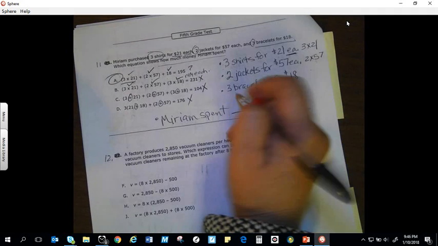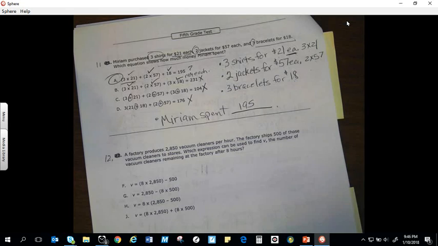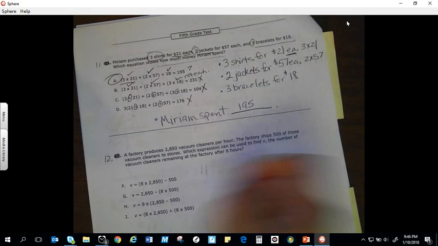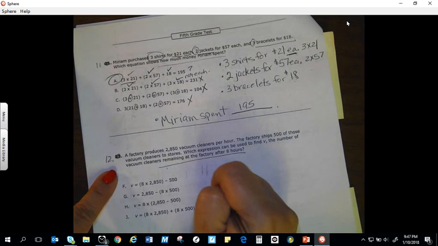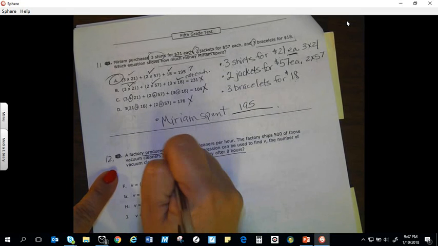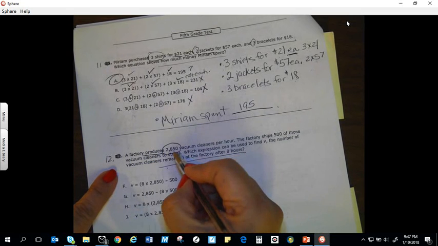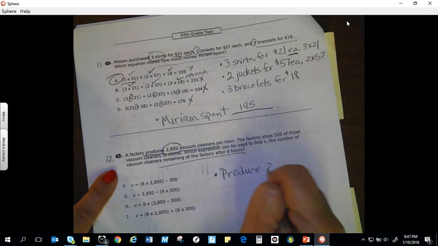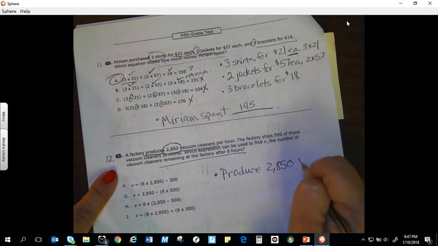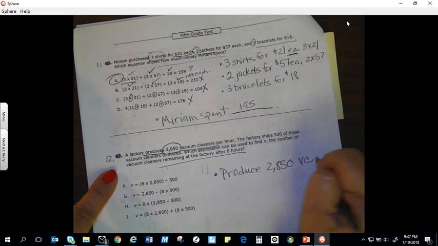So she spent $195. Okay, a factory produces 2,850 vacuum cleaners per hour. The factory ships 500 of those vacuum cleaners to stores. Which expression can be used to find V for vacuum cleaners, the number of vacuum cleaners remaining in the factory after 8 hours? All right, so let's take a look. Factory produces 2,850 vacuum cleaners. I'm going to put VC for vacuum cleaners per hour.